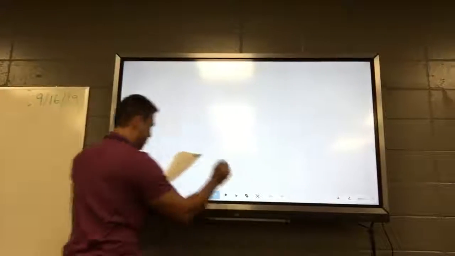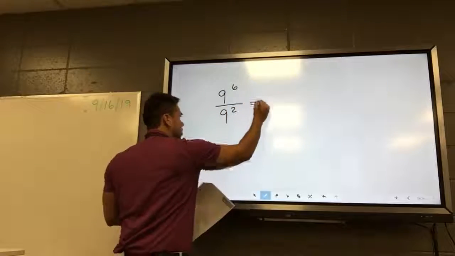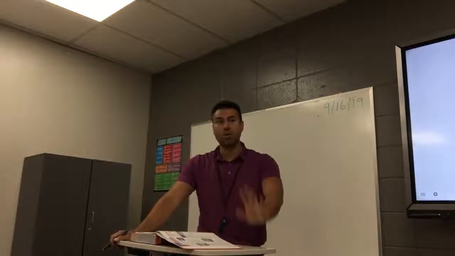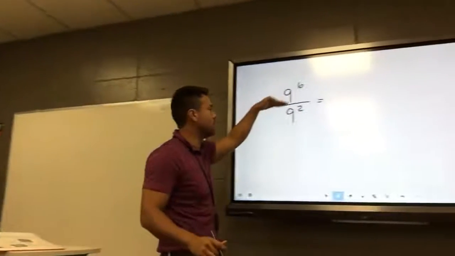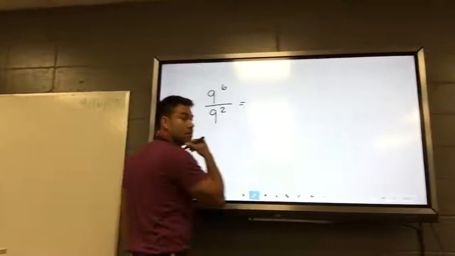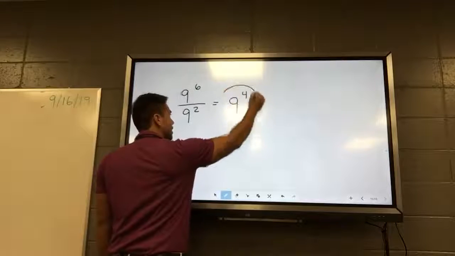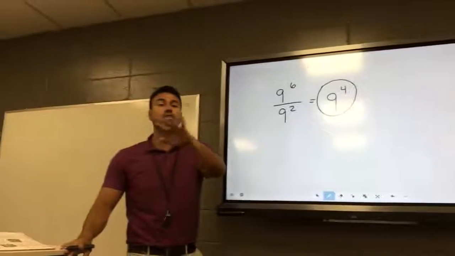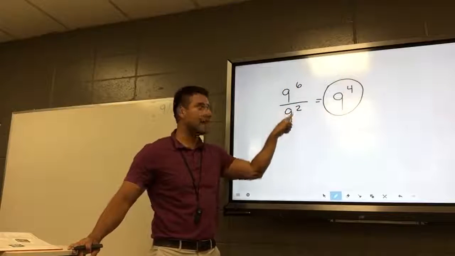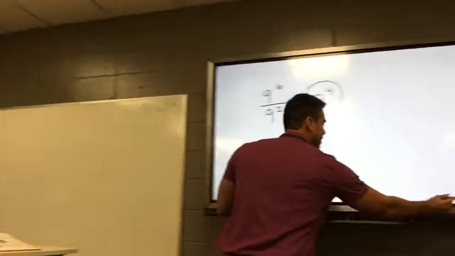I hope you guys get that one. What if you had 9 to the 6th over 9 to the 2nd? Don't call it out. I want you to raise a hand. Ethan, what do you do when you're dividing two numbers with the same base? How do you handle those exponents? Subtract. Yep. So you subtract them, you get 9 to the 4th. Guys, how do you subtract? You always do it this way: the top minus the bottom. And I mean it. This minus that. Questions on that?